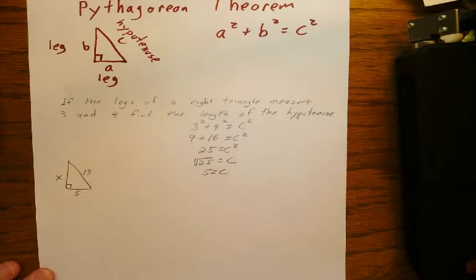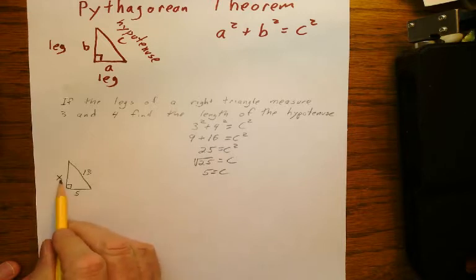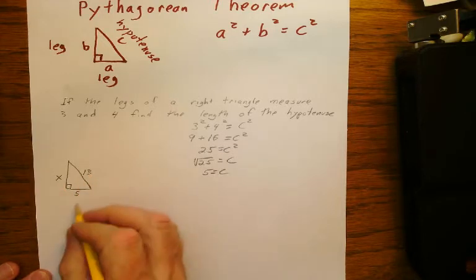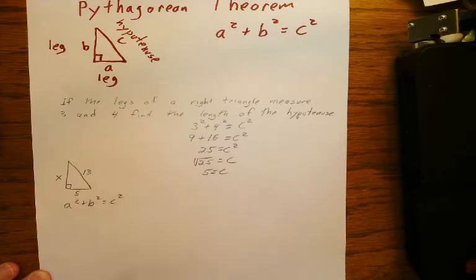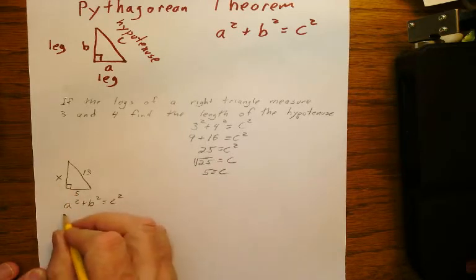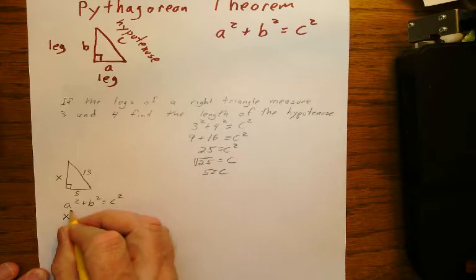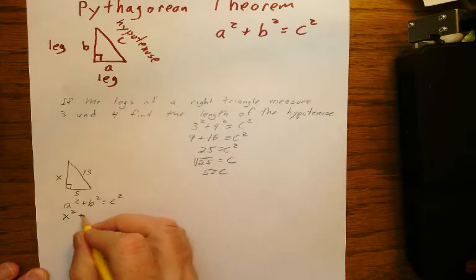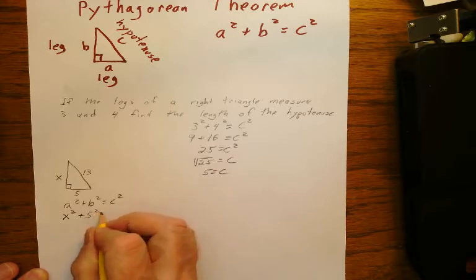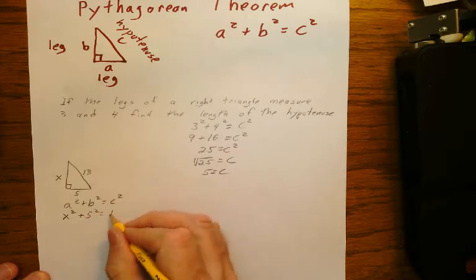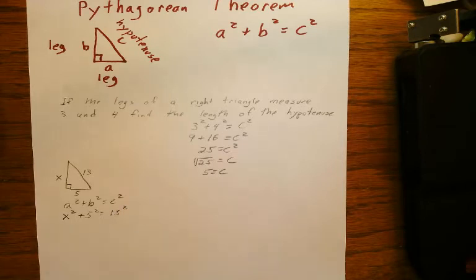Let's take a look at another one. This is a right triangle. You can tell by the box. One leg is 5, one leg is x, the hypotenuse is 13. So we're going to use the Pythagorean theorem to find the missing side. Now that missing side is a leg, so I'm going to plug it in for the A, and I get x squared. 5 is the other leg, so that is 5 squared. And the hypotenuse is 13, that's 13 squared.